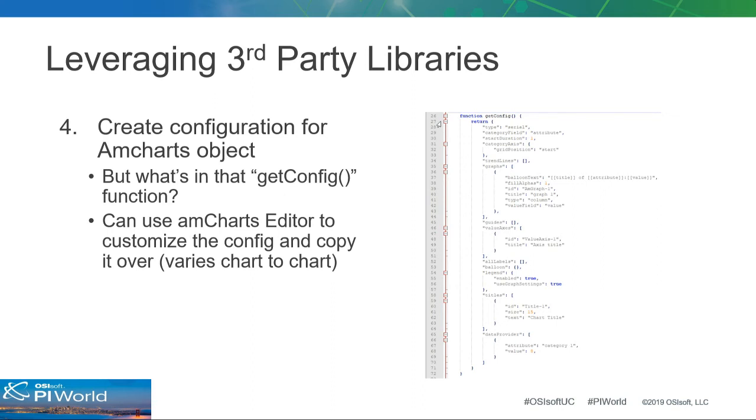So the next step is actually getting PI data into AmChart symbols. Because I was having a little bit of trouble with the existing symbol, I'm going to go ahead and show you what the final symbol's code looks like.